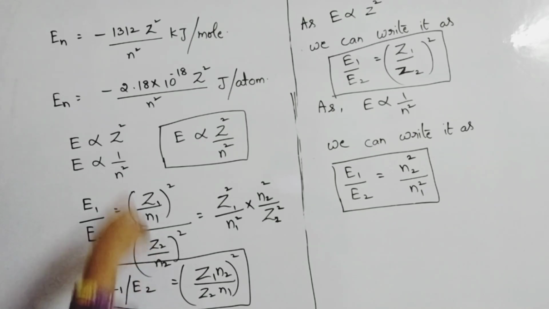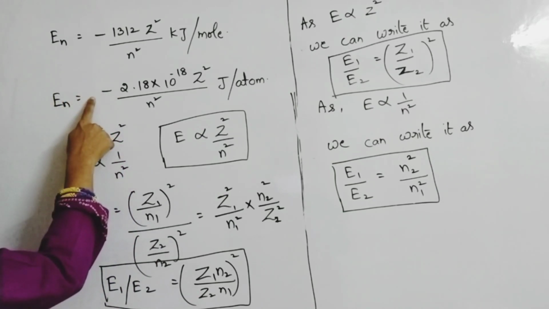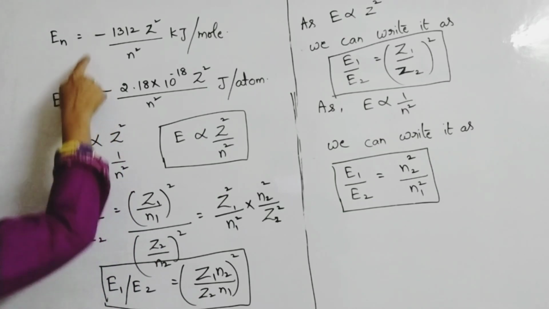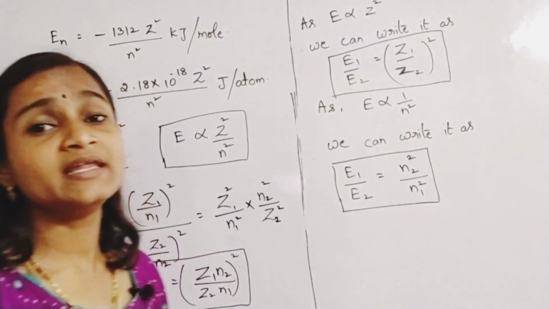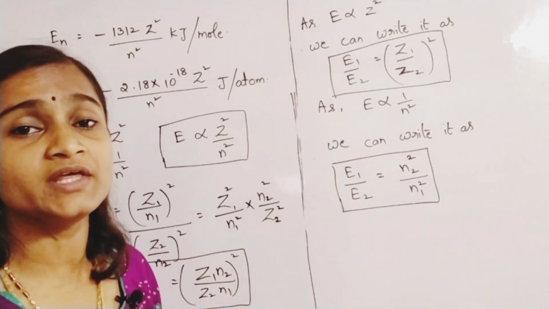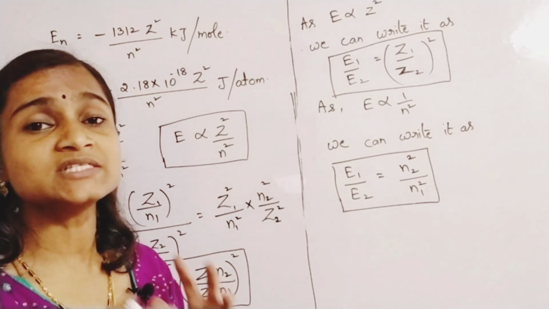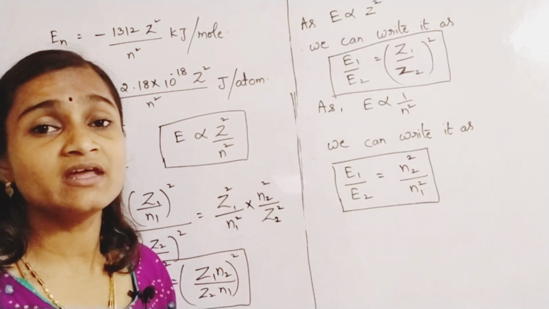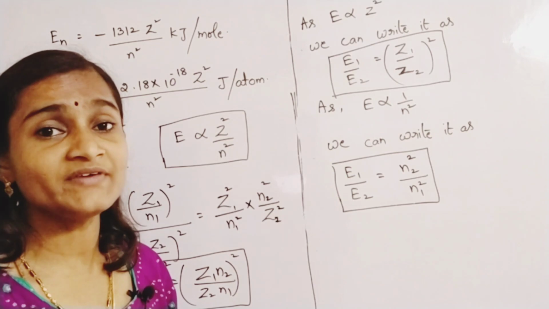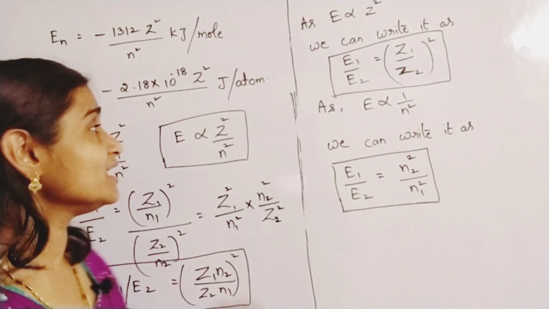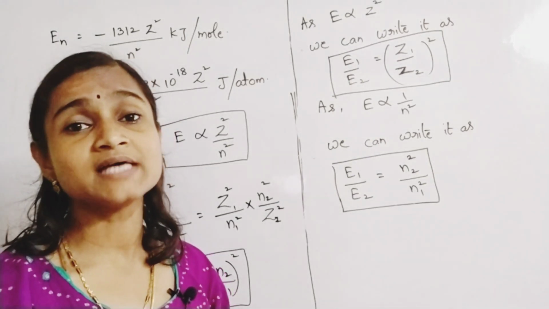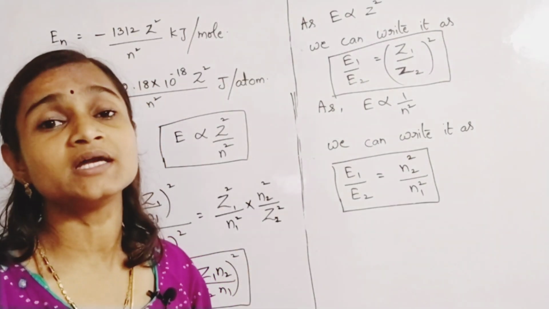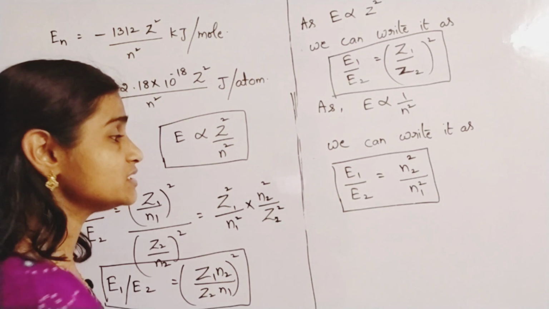So in the expressions which you have already learnt, you have a negative value here. There is a significance for the negative value of the energy of the electron. What is the significance of the negative value of energy of the electron? That significance also we have to learn. Why is the negative sign there? Is there any significance for that negative sign? That also we have to learn.